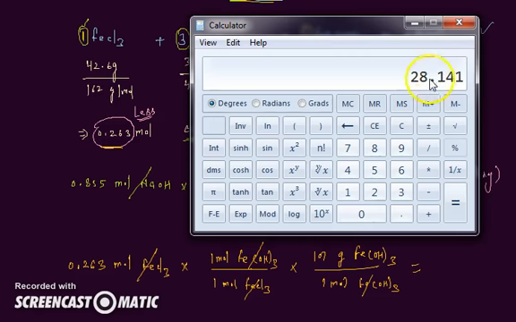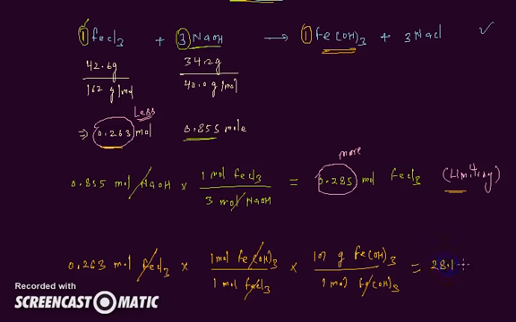Now we write this value with 3 significant figures. 1, 2, 3 up to 1 we have 3 significant figures. We look at the digit next to 1, that is 4, and 4 is smaller than 5. That's why we round off these figures. Here we get 28.1, remaining digit become 0. Here we have 28.1 gram, and this is the mass of iron hydroxide produced in the reaction, or in other terms we can say this is the theoretical yield of iron hydroxide.